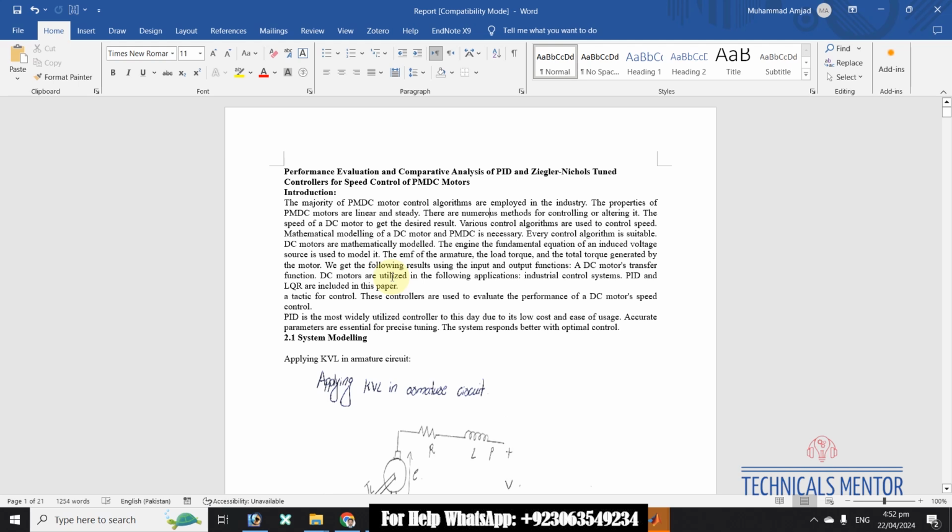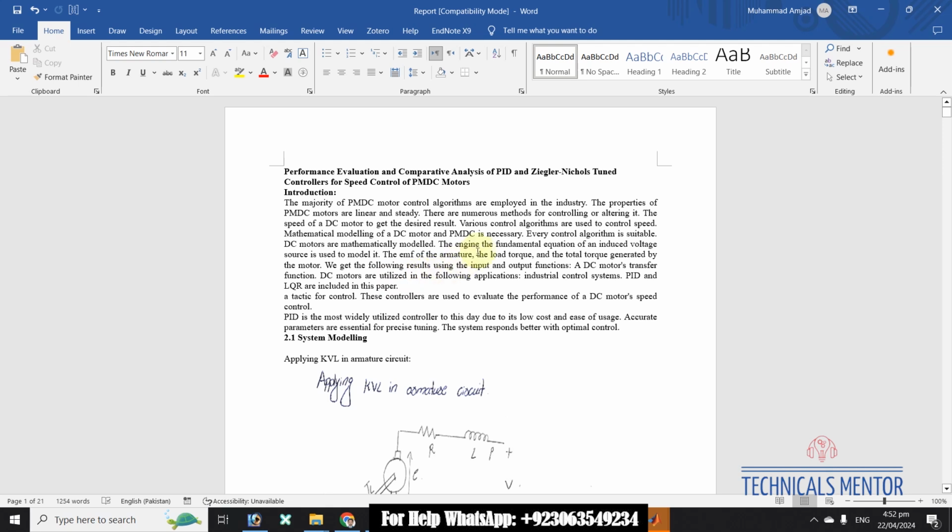First of all, I introduced the project. The majority of PMDC motor control algorithms are applied in the industry. The properties of PMDC motors are linear and steady. There are numerous methods for controlling or altering the speed of a DC motor to get the desired results.